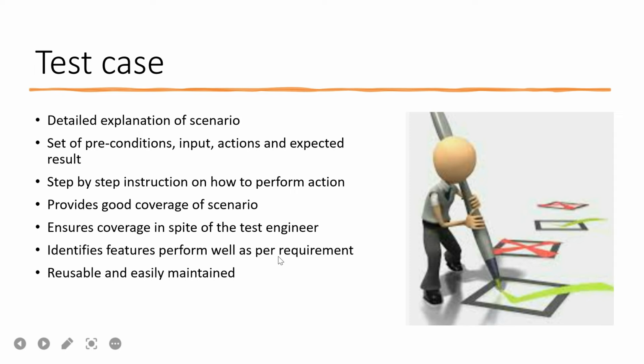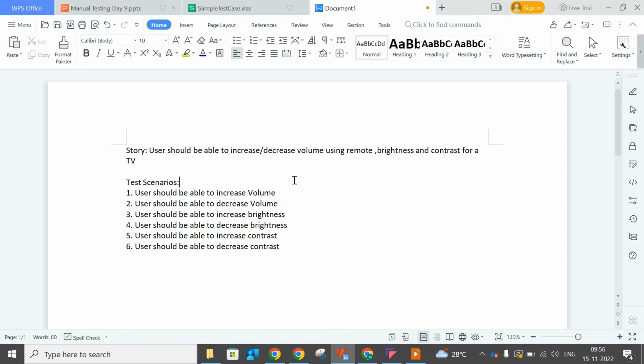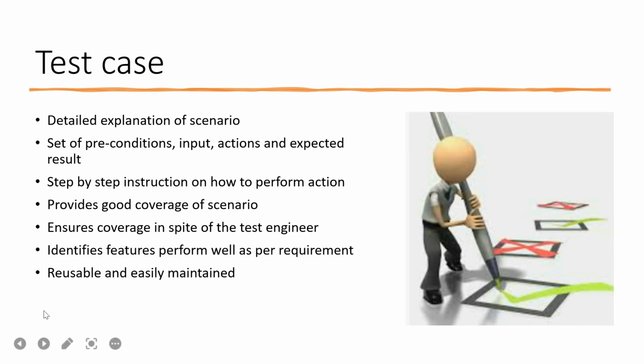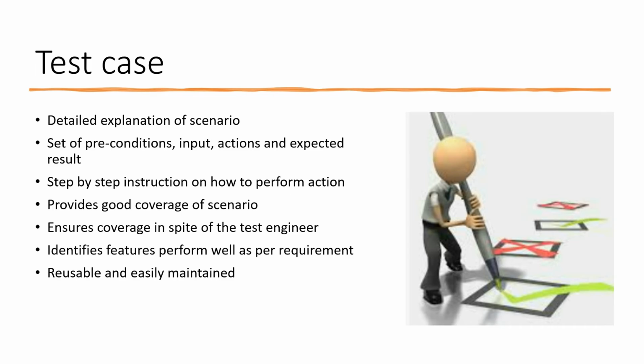So as per requirement, if each feature is working, that will also be covered over here, and it is reusable and easily maintained. Suppose I have an update here in my story. Here, how to update: increase volume using remote. Okay, so here I should be able to update. Here I can update my test case accordingly. So it is very easy to maintain, as we have very detailed and broken up steps for achieving our task.